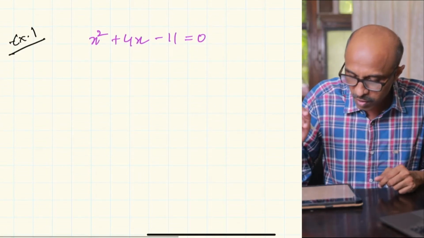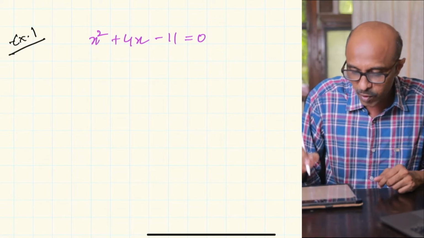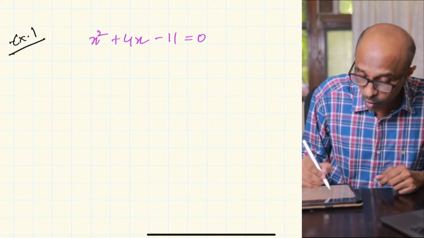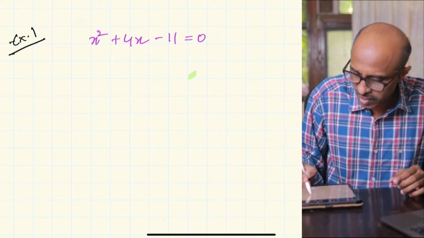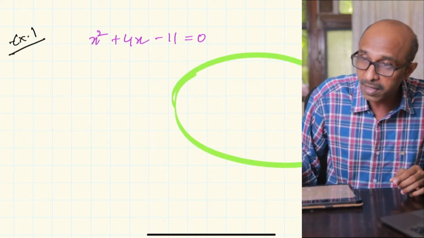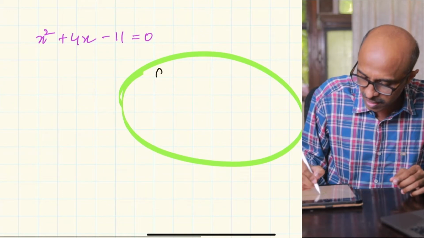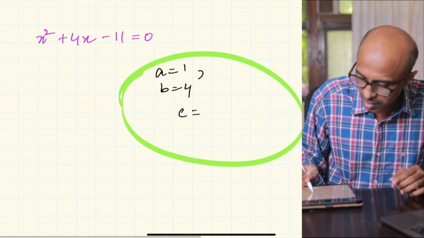So if your quadratic equation is x squared plus 4x minus 11, we already know what a, b, and c are, right? So I'm just going to write it down here somewhere in the rough. This is the rough work. Can you see that? All right, so a is 1, b is 4, and c is minus 11.